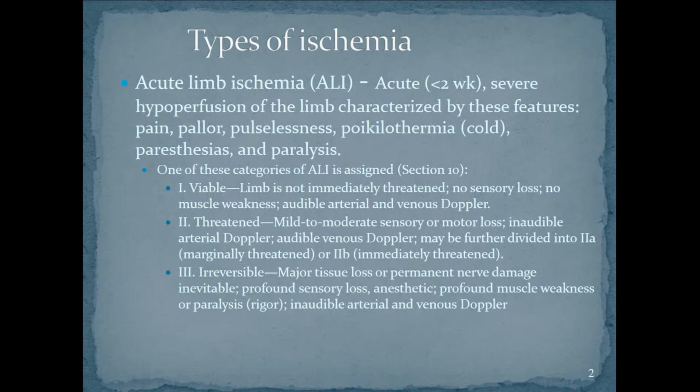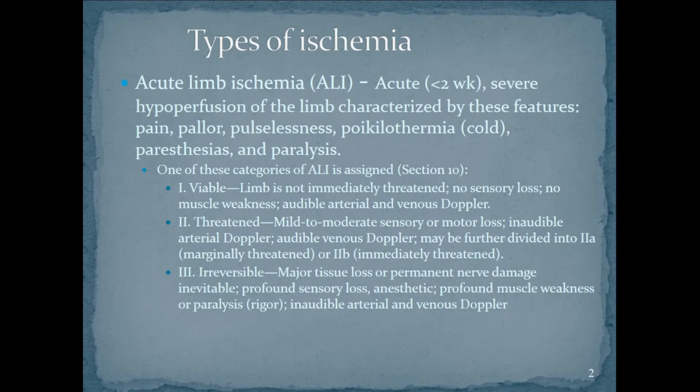So first is viable. Limb is not immediately threatened, no sensory loss, no muscle weakness, audible arterial and venous Doppler. Threatened, mild to moderate sensory or motor loss, inaudible arterial Doppler, audible venous Doppler, and it may be further divided into 2A, marginally threatened, or 2B, immediately threatened.